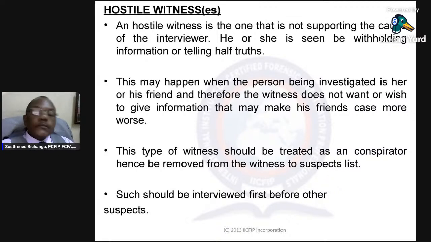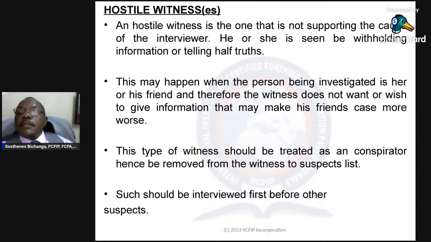Hostile witnesses. Who is a hostile witness? A hostile witness is the one that is not supporting the cause of the interviewer. He or she is seen to be withholding information or telling half truths. This may happen when the person being investigated is her or his friend, and therefore the witness does not wish to give information that may make his friend's case worse. This type of witness should be treated as a conspirator, hence be moved from the witness to the suspects list. Such should be interviewed first before other suspects, that is during suspects interrogation.